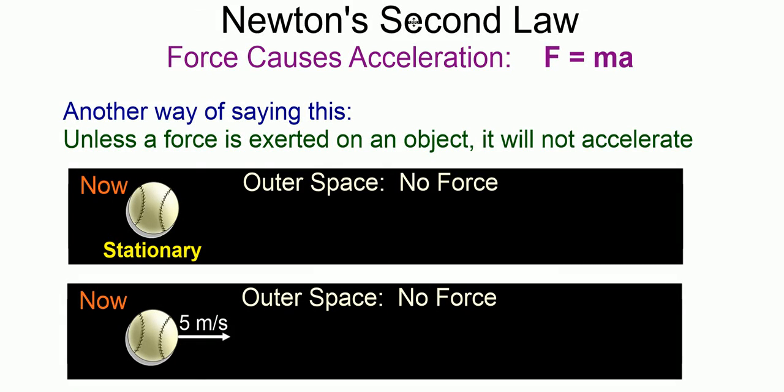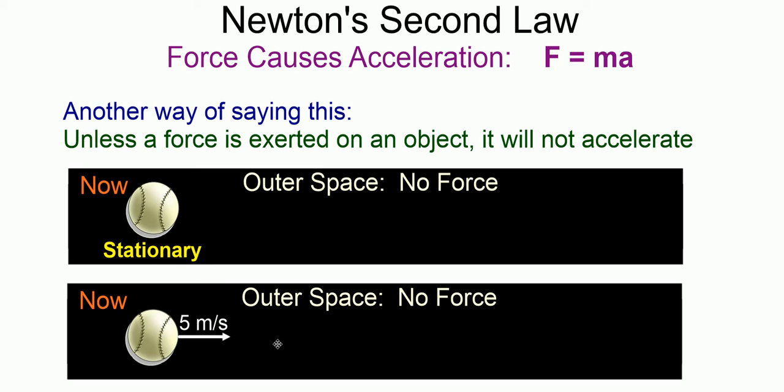If you found Newton's second law in a textbook, you'd find 3 or 4 pretty long sentences describing it. But I think the easiest way to summarize Newton's second law is just these 3 words: force causes acceleration. Of course, we're going to have a very important formula that goes along with the law. Another way of saying this is: unless a force is exerted on an object, it will not accelerate.